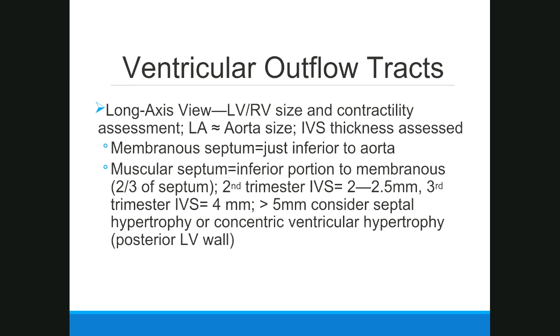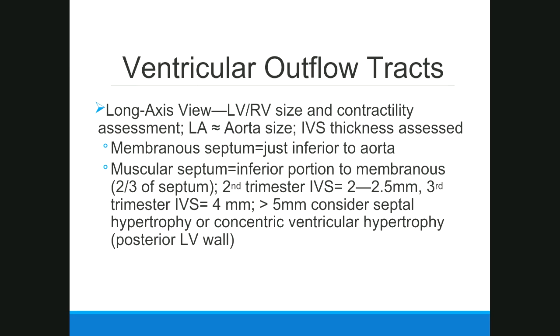The long axis view is the view that we use to obtain our left ventricular outflow tract. You can see the interventricular septum well here. In terms of the measurements on it, we don't typically measure it in the routine exam unless it looks abnormal. In the second trimester, it's 2 to 2.5 millimeters in thickness. Third trimester, it can be as much as 4 millimeters, but when it's greater than 5, we start considering some pathology in terms of septal hypertrophy, it's really thick, or concentric ventricular hypertrophy if the entire left ventricular walls, if all of the walls look very thick.